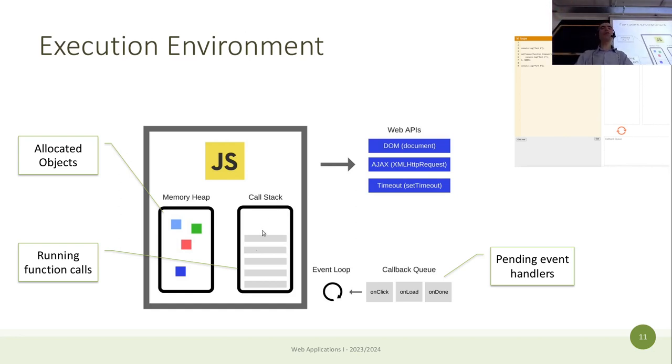There's a typical call stack that you have in any programming language based on functions. You have a memory heap where you put the data structures that you define, objects, arrays, and so on. But here, in addition, you have this event loop that takes functions put into this message queue. Actually, we called it message queue or callback queue. That's exactly the same stuff.